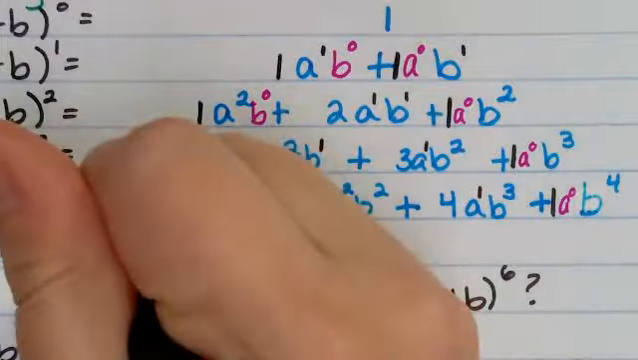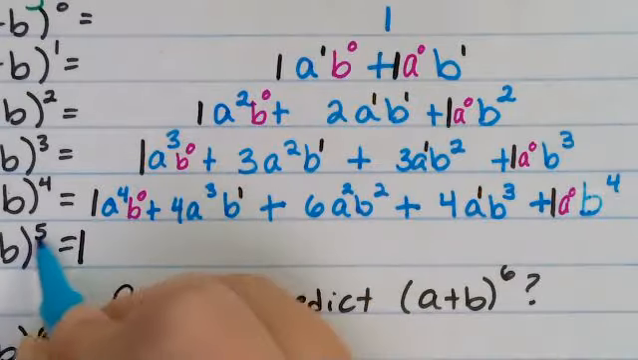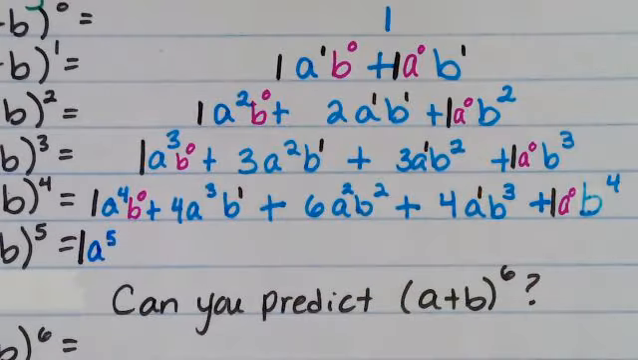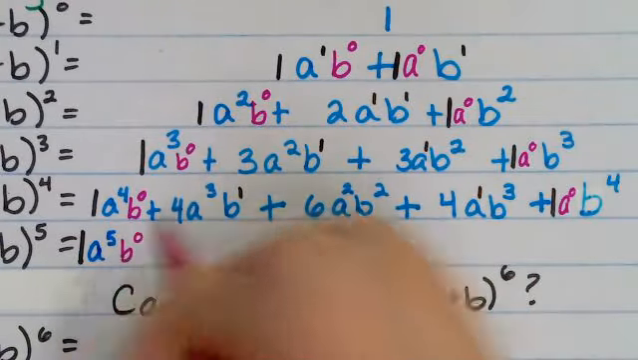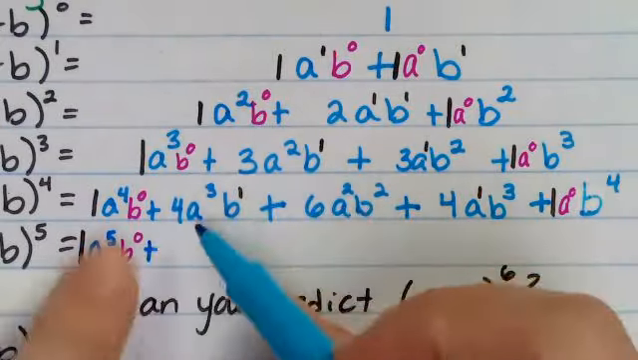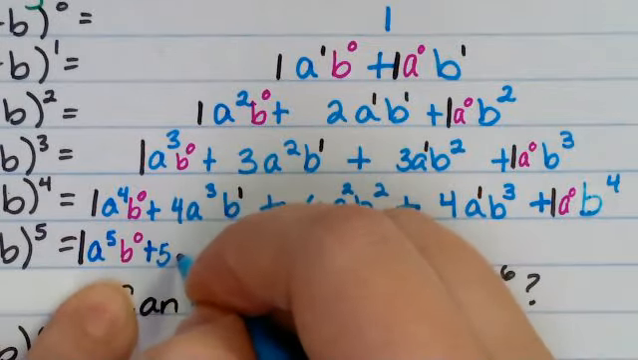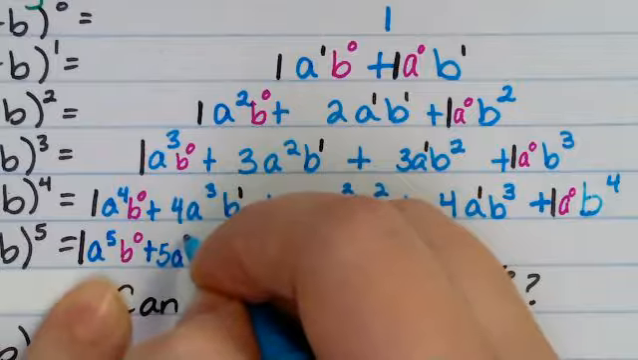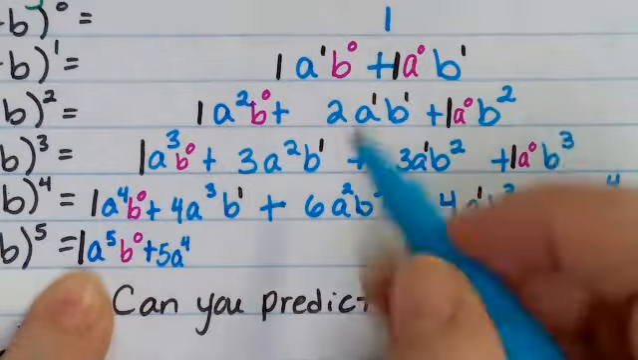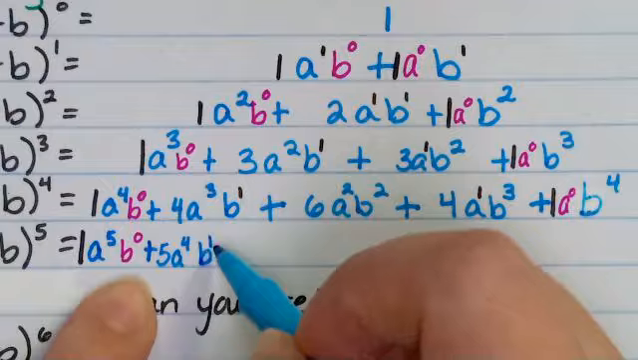We know that it's going to start with a 1. We know that the A will be to whatever power we're supposed to be predicting here. So this would be A to the 5th. We're starting off with B to the 0. And remember, we're going to add these coefficients. 1 plus 4 is a 5. This is going to be A to the 4th. My power for A goes down. This will be B to the 1st. It was 0. It's going up.